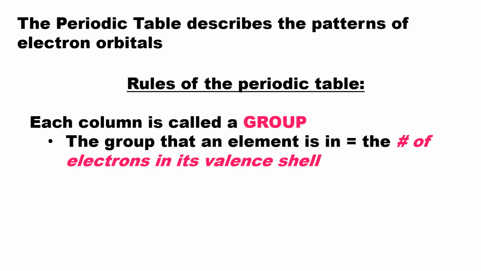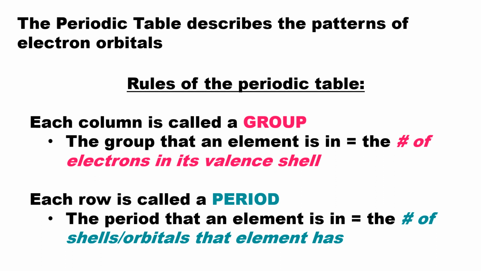So let's talk about the periodic table. Each column is called a group. The group that the element is in is the number of electrons in its valence shell. Each row is called a period. The period that an element is in is equal to the number of shell orbitals that that element has.